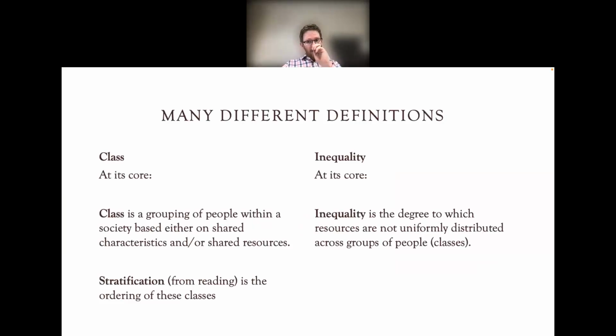So we want to look at specifically, I wanted to give you these definitions: stratification is the ordering of different groupings, and inequality is the degree to which resources are not uniformly distributed across groups of people.